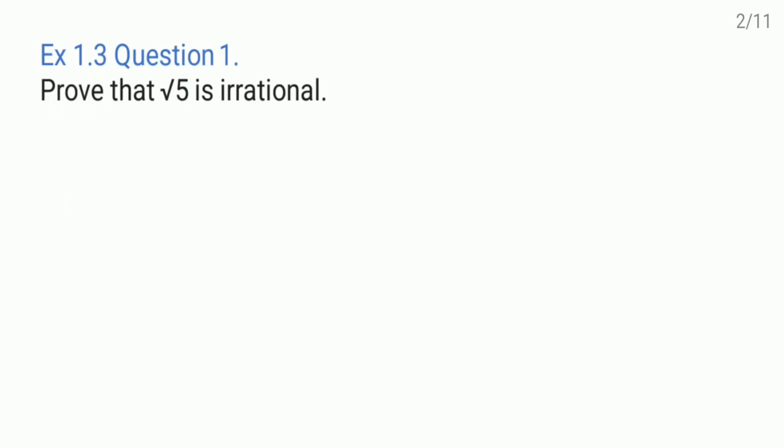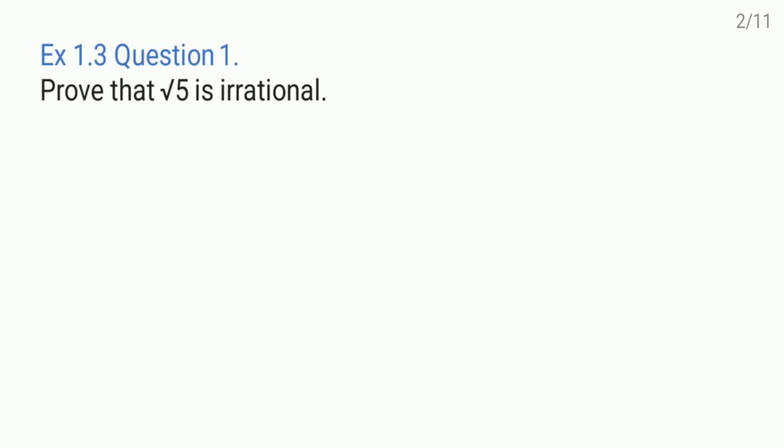This is exercise 1.3, question number 1. Prove that root 5 is irrational. We'll write down the proof of root 5 by the contradiction method. What does it mean? As they are saying root 5 is irrational, we'll say root 5 is rational, the opposite thing. In this way, we'll give the proof. This method is called the contradiction method.